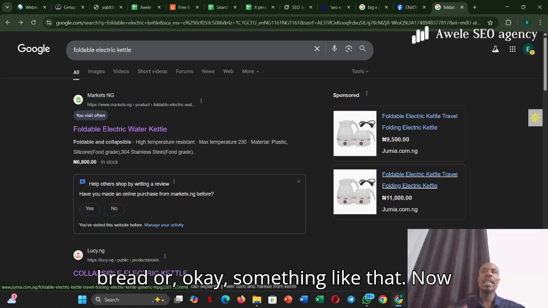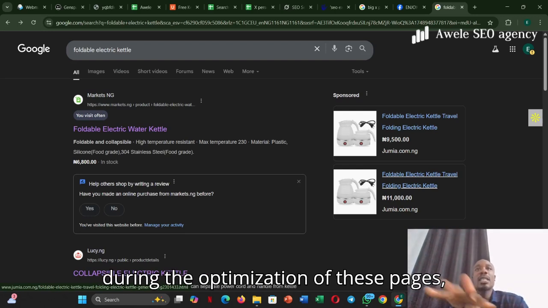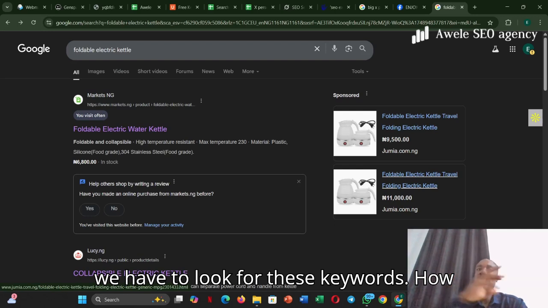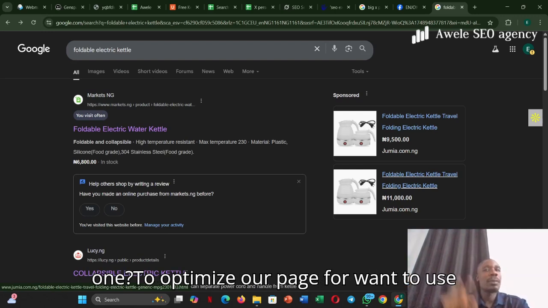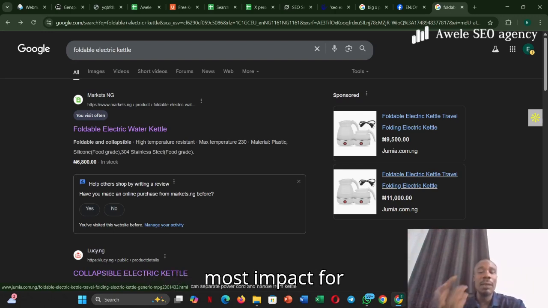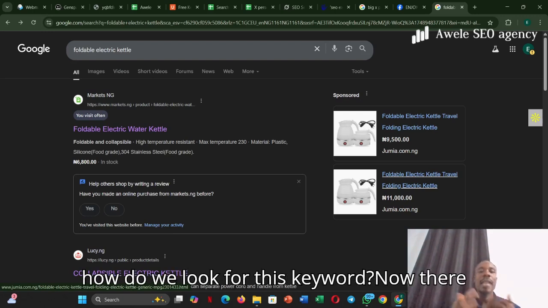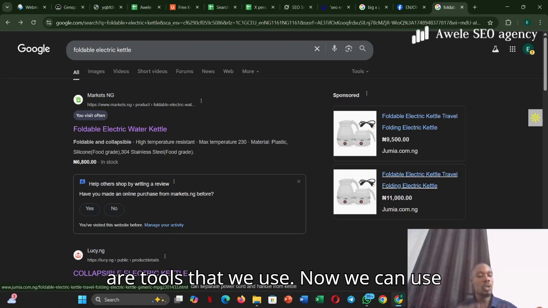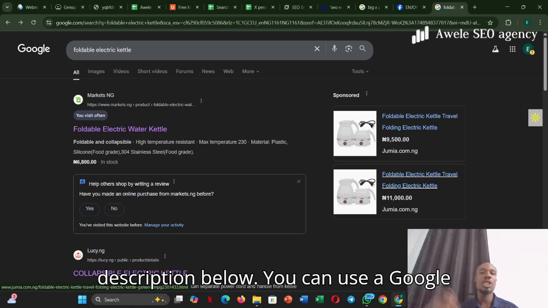Okay, something like that. Now, during the optimization of these pages, we have to look for keywords. How do we look for the right one to optimize our page for? We have to use the right one to get the most impact for our SEO. Now, how do we look for this keyword? There are tools that we use. We can use Google search trends. There are Google Trends. I'll list all of them in the description below.